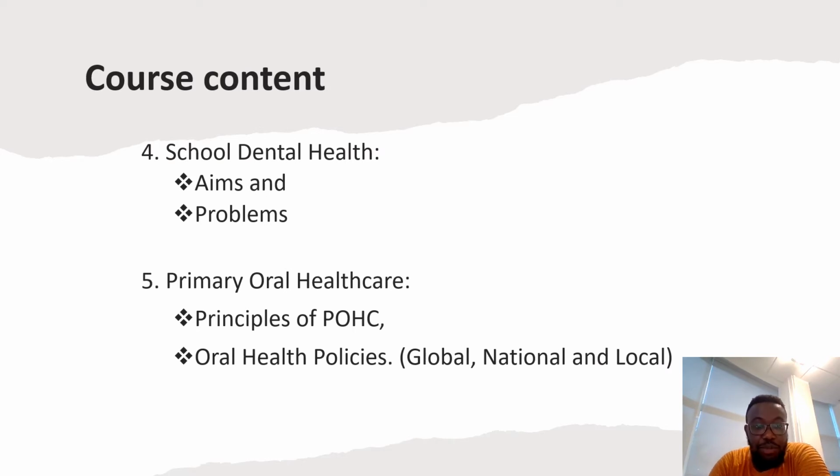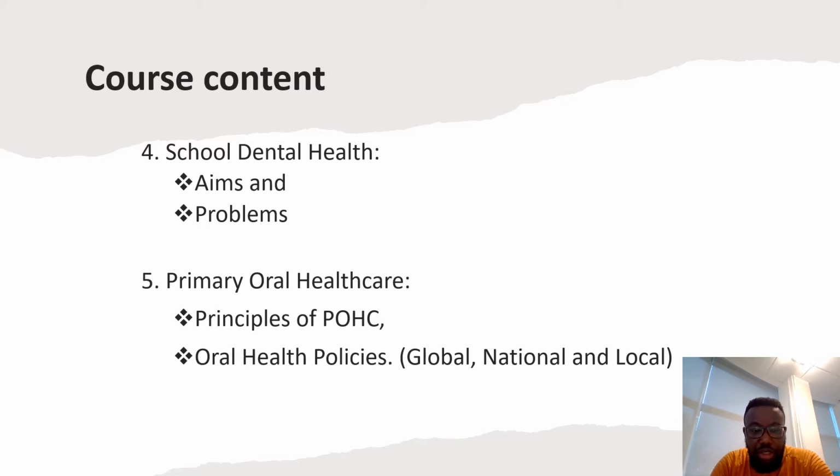The fourth topic that we will be discussing will be school dental health. We will be looking at the aims and the problems that are associated with school dental health. I will be giving you some readings to do, some of the papers that I have authored and co-authored with some of my colleagues regarding school dental health. It's important you read those papers in advance so that when we come to this topic, you can have a full knowledge of what we will be talking about.